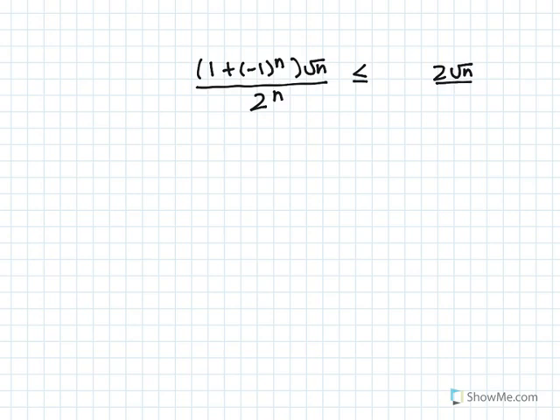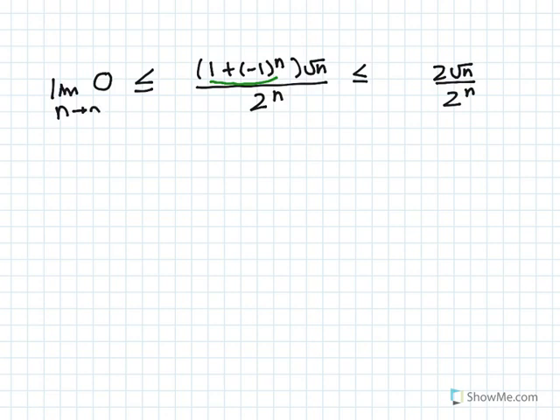2 root n divided by 2^n, and it is larger or equal to 0, because when n is an odd integer, 1 plus (-1)^n will be 0. And that forms the lower bound. The lower bound is 0. The upper bound is 2 root n divided by 2^n. So let's take the limit of every term as n goes to infinity.